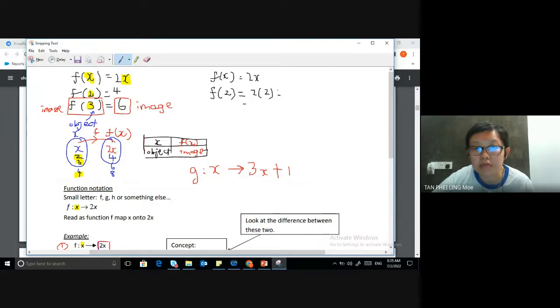Let me write here equals 4. And then if I have f(3), like I said, it equals 2 times 3 equals 6.